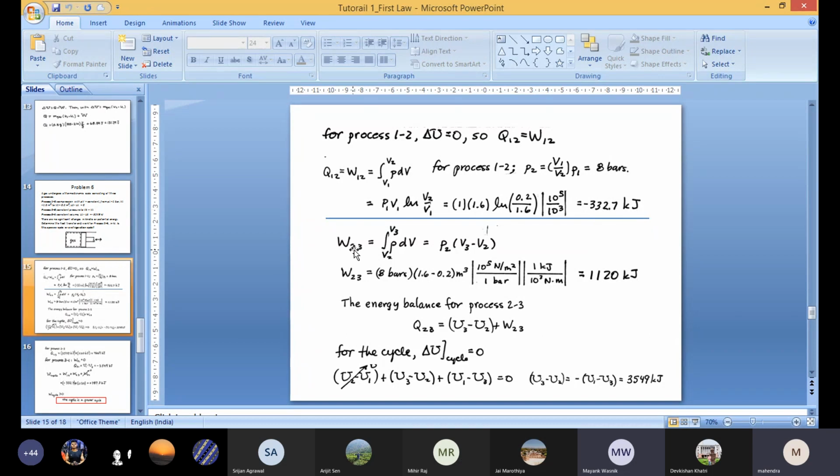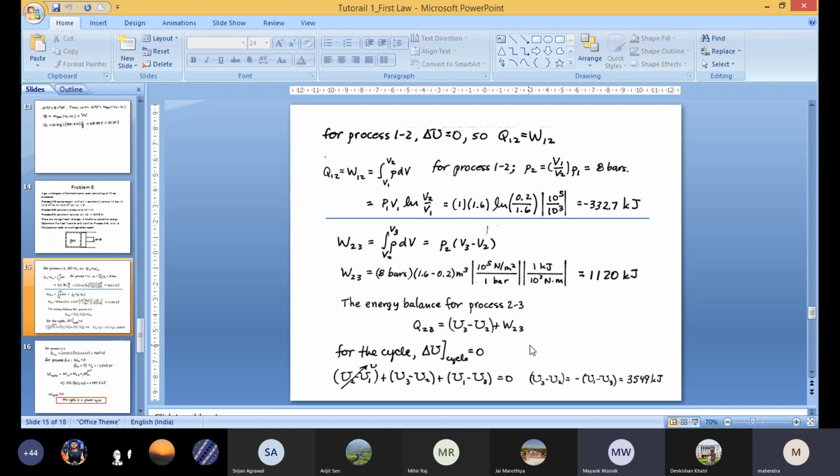Now process 2-3. What is the process 2-3? In the problem it is mentioned, it is an isobaric process. In the case of an isobaric process, the work output formula is P2 times (V3 minus V2). Before solving this, please refer to our previous presentation, where all these derivations are given. That way the work output is 1120 kilojoules, once you substitute all the appropriate values.